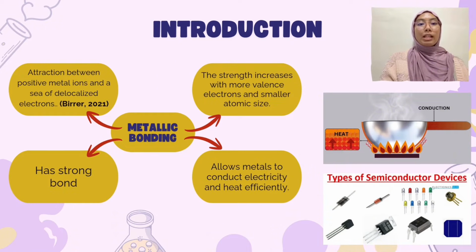The strength of metallic bonding increases when metals have more valence electrons and a smaller atomic size. This free movement of electrons allows metals to conduct electricity and heat efficiently, which is why metals are commonly used in electrical wiring and cooking utensils.